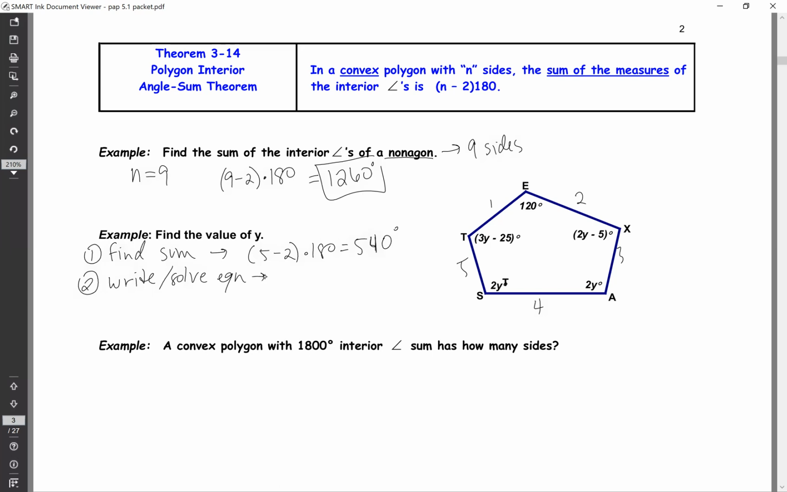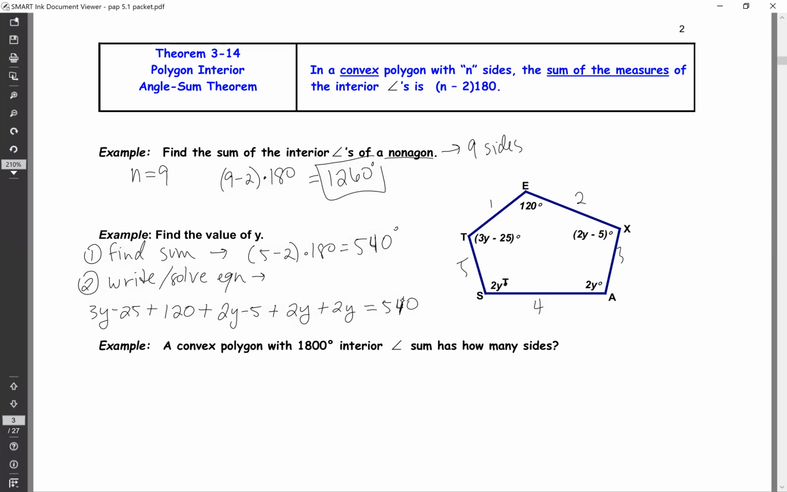All right, so let's write our equation. So I'm just going to start at T. So we have 3y minus 25 for that angle, plus 120. Because remember, it's the sum of the angles, so we're adding them all together. So 2y minus 5 for X, plus 2y at A, plus 2y at angle S. Okay, so that's 1, 2, 3, 4, 5. And all 5 of those angles should add up to 540 because we have a pentagon here.